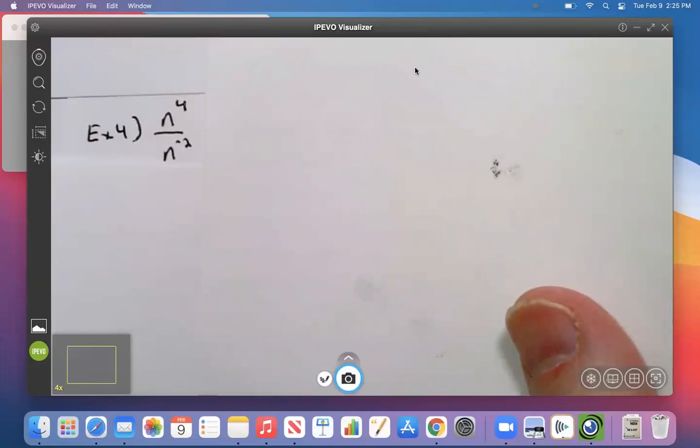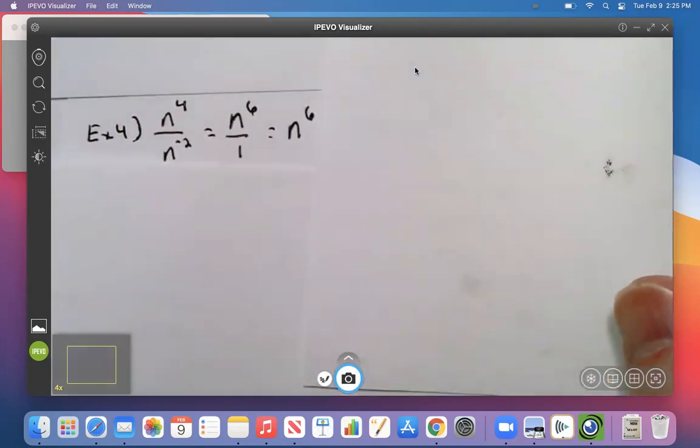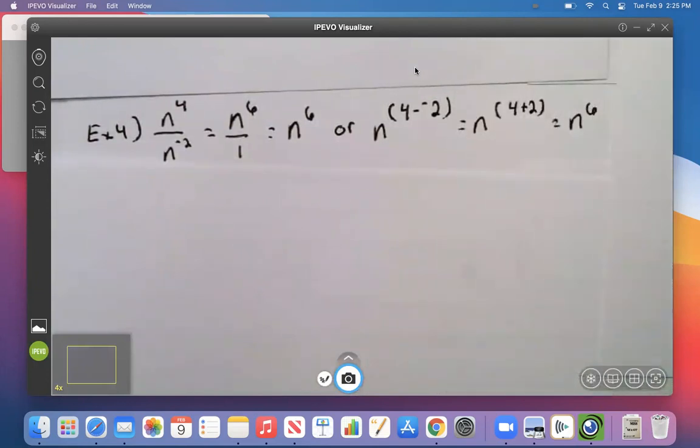Here I have n to the 4th over n to the negative 2. Those 2 on the bottom, I need to move up top and add them to the 4 that's already there. 4 plus 2 is 6. We don't write over one, that's understood. Your answer is n to the 6th. I'm not going to show this every time, but just remember, alternatively, you could subtract 4 minus negative 2. 4 minus negative 2 is the same as 4 plus 2, and 4 plus 2 is 6.